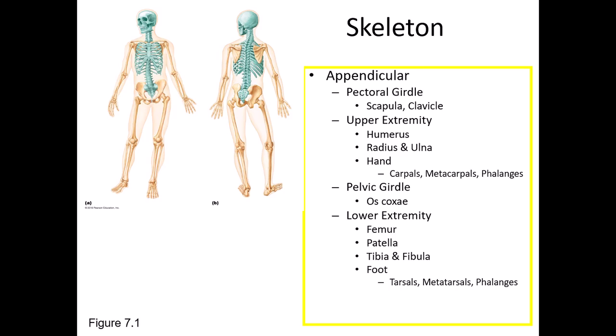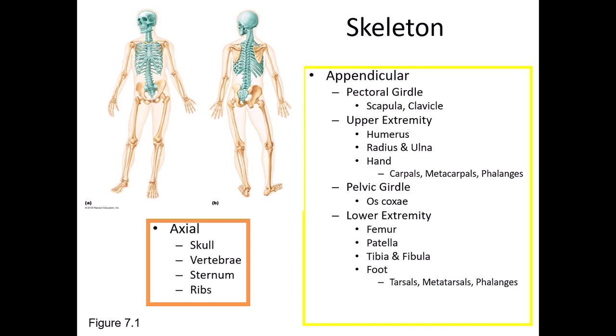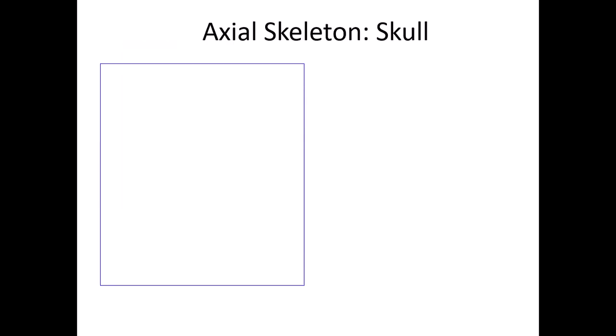And then the foot has three types of bones, just like the hand did, except they're called tarsals, metatarsals, and phalanges. And then we have an additional bone in the lower extremity, the patella, which is the kneecap, and we'll talk a little bit more about that. Your axial skeleton then is just those bones down the center of the body: skull, vertebrae, sternum, and ribs. So we'll look at all these different types of bones. Okay, starting with the axial skeleton.